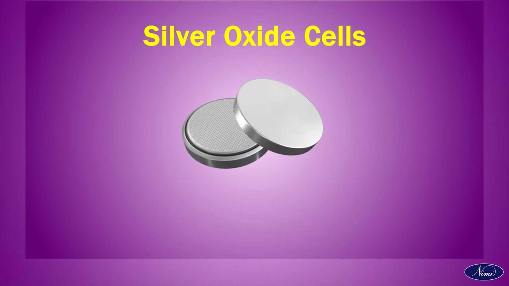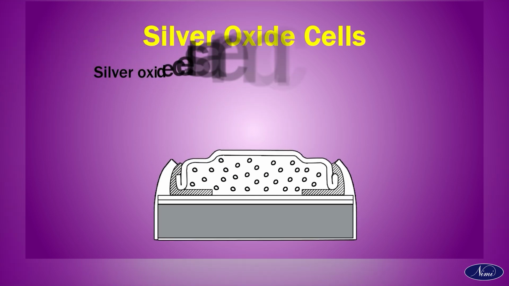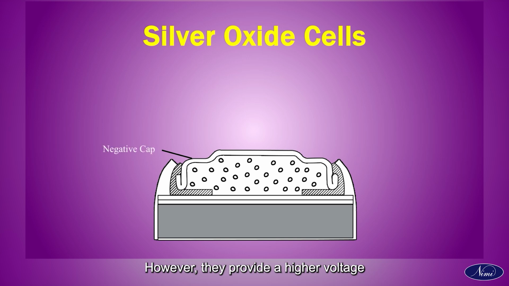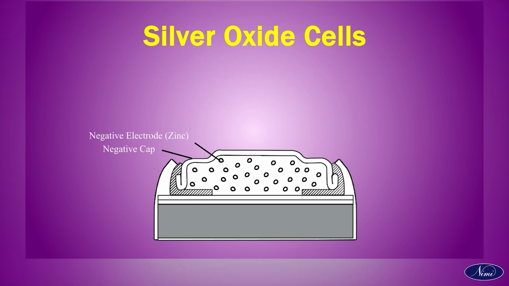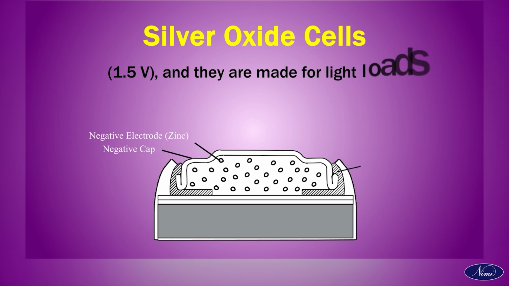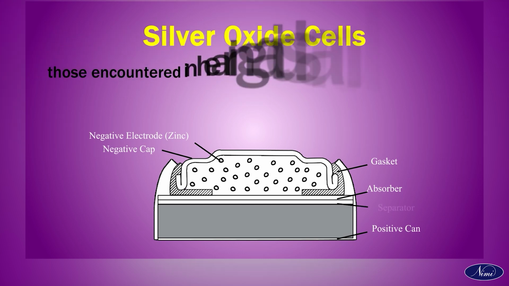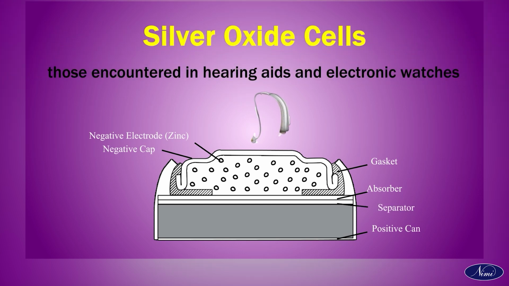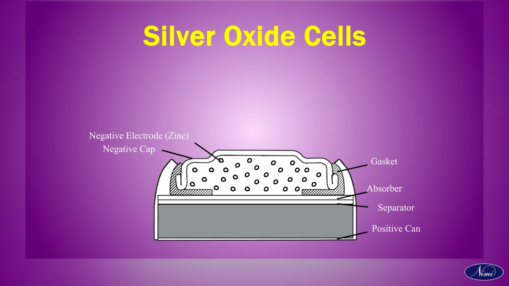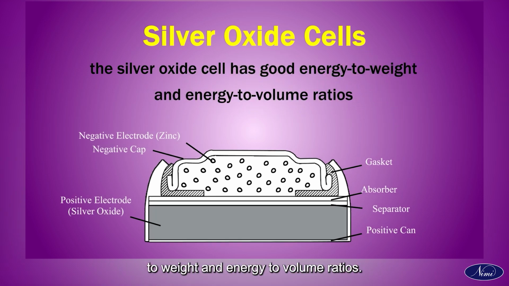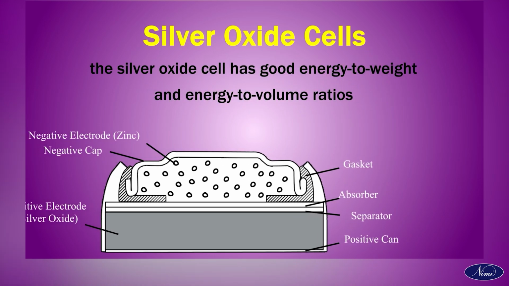Silver oxide cells. Silver oxide cells are much like mercury cells. However, they provide a higher voltage, 1.5 volts, and they are made for light loads. The loads can be continuous, such as those encountered in hearing aids and electronic watches. Like the mercury cell, the silver oxide cell has good energy to weight and energy to volume ratios.